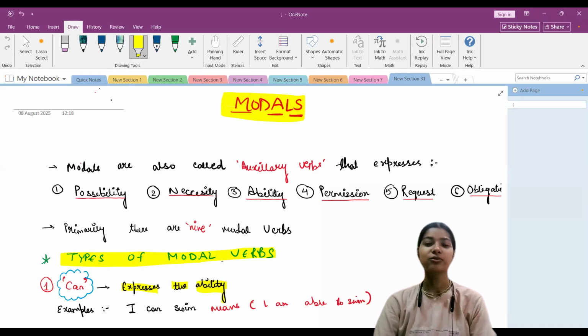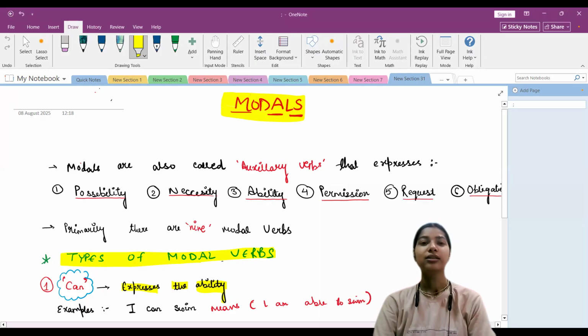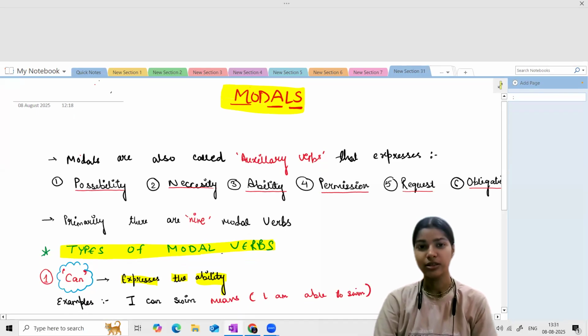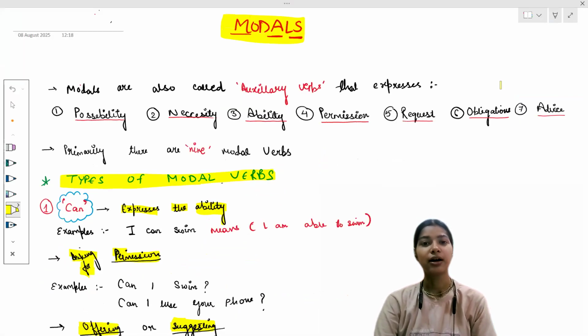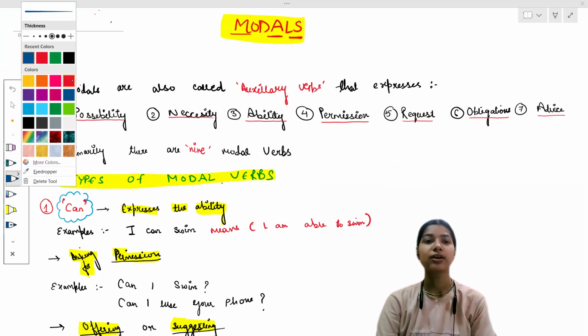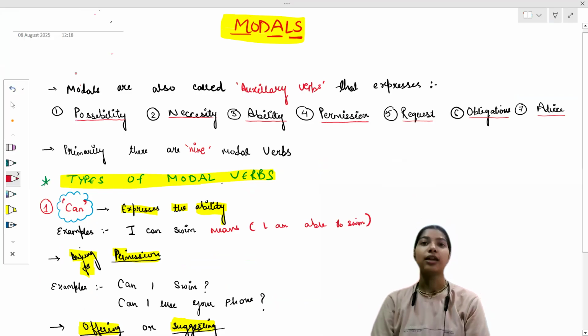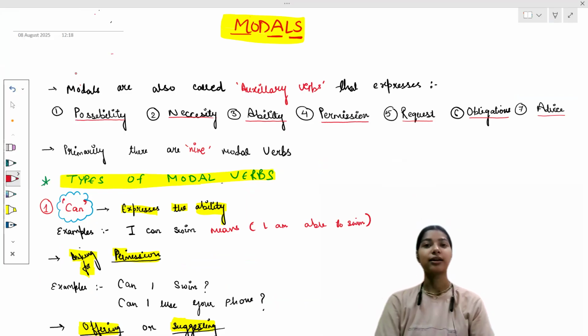So today we are going to move on to another topic of our English grammar, that is modals. What are modals? Till now we have learned about a lot of parts of speech, like nouns and pronouns and three other parts of speech. Now, since we are finished with them, we are going to start a very fresh new topic, that is modals.